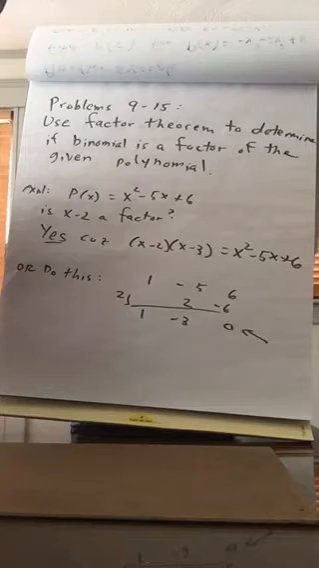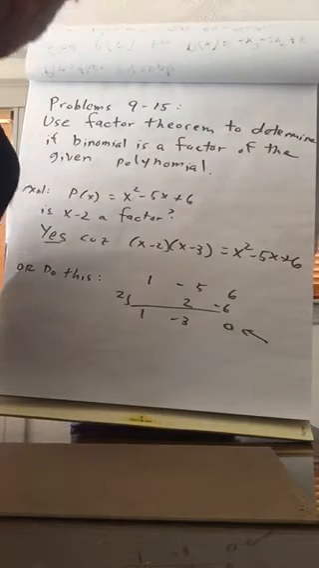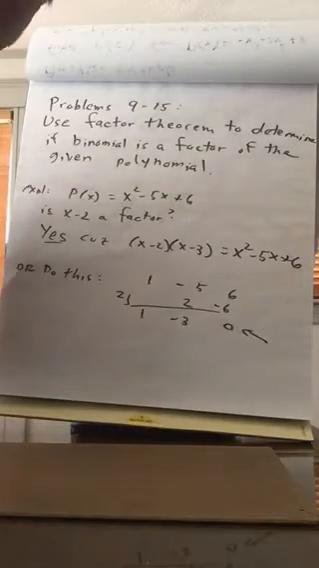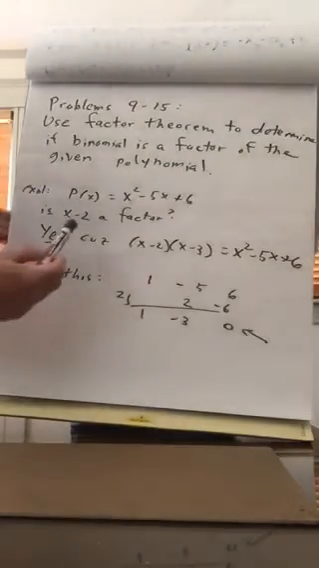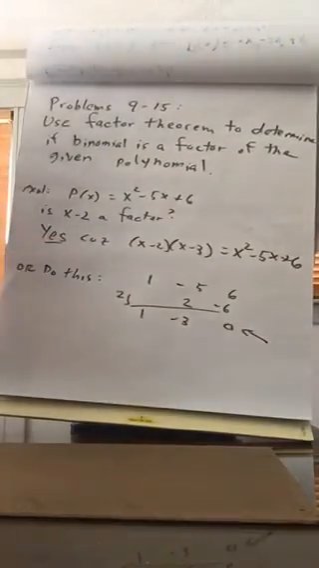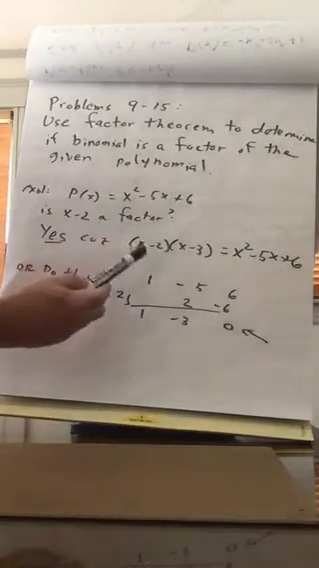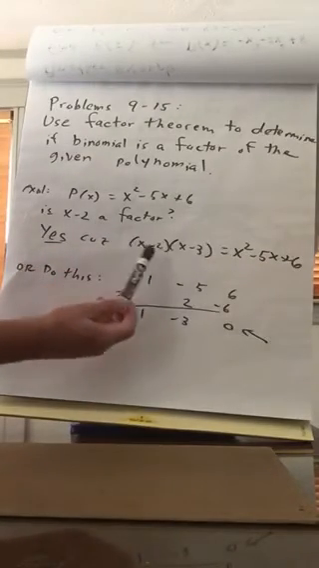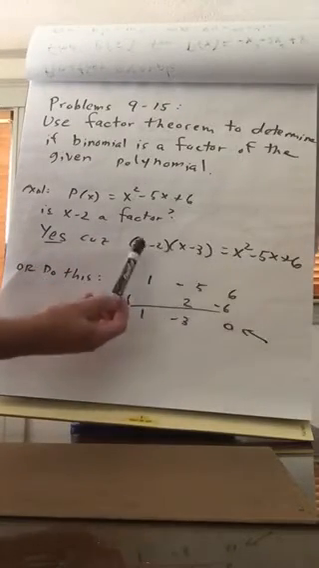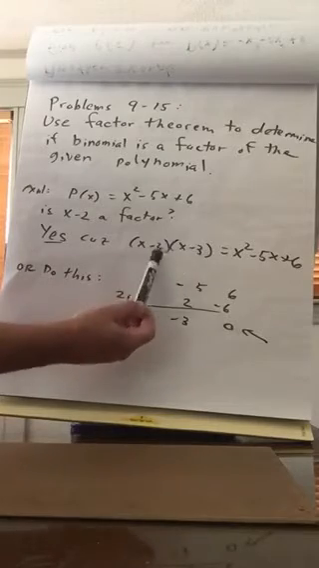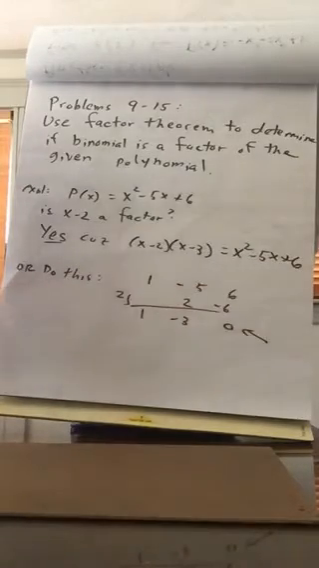Is 8 a factor of 24? Yeah, because 24 divided by 8 comes out an integer. Is 7 a factor of 24? No, it doesn't come out even. Is x minus 2 a factor of this? Well, does it divide in evenly? We could long divide it to find out, or we could just actually factor. That's what factor means. And it does factor this way. So yes, x minus 2 is a factor, because x minus 2 times that is that.